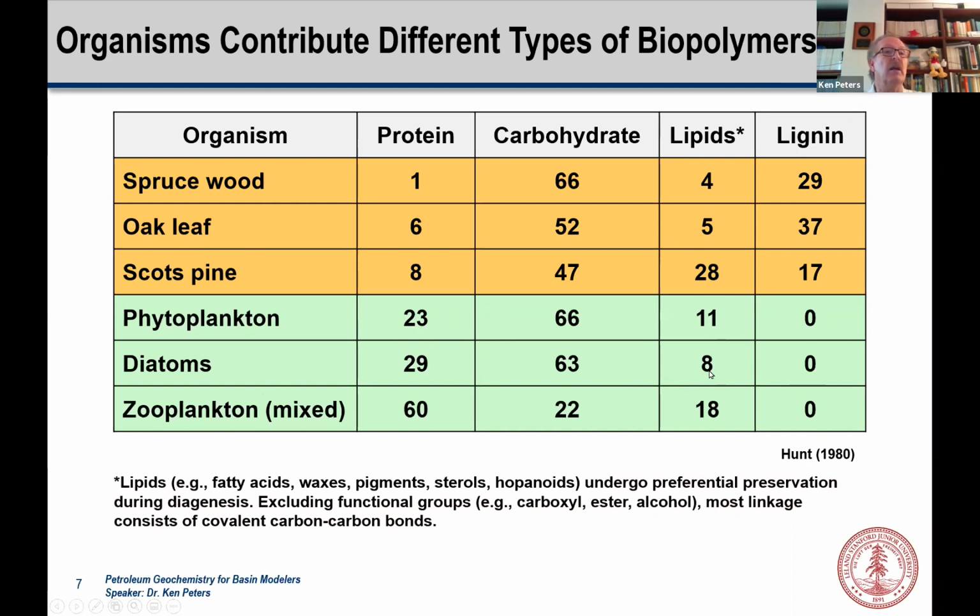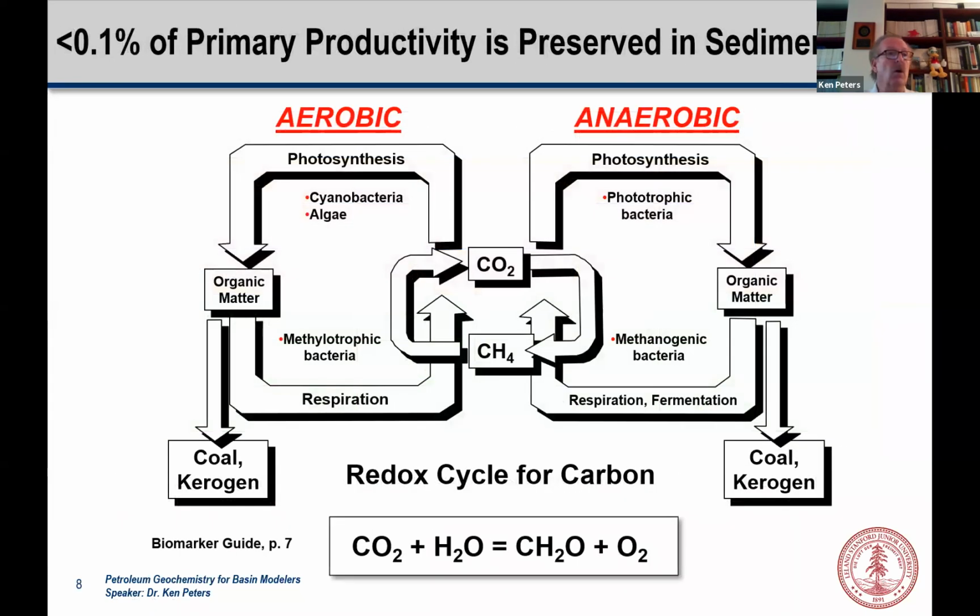So those lipids can be preserved, and we can see markers of diatoms and markers of different types of phytoplankton and markers of various higher plants, biomarkers, in sediments and in crude oils that are derived from those sediments. Now, I do want to spend a little time on this figure. This is something that people want to keep in mind when you think about what rocks you're going to include as source rocks in your study.